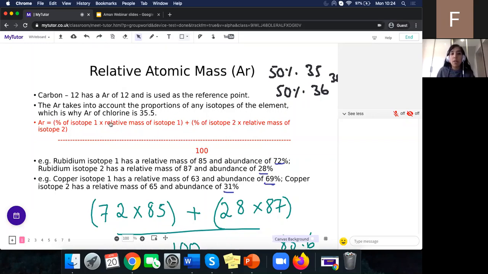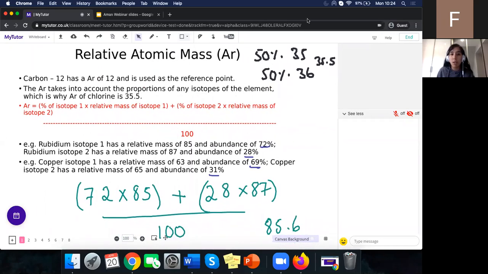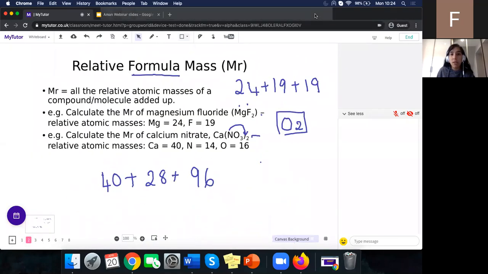We know now if there are lots of different isotopes, we multiply by the abundance or the percentage of that isotope in the Earth times the relative mass, and then we add that to all the different isotopes and divide by 100. So that's what we did here with rubidium and copper. Great.